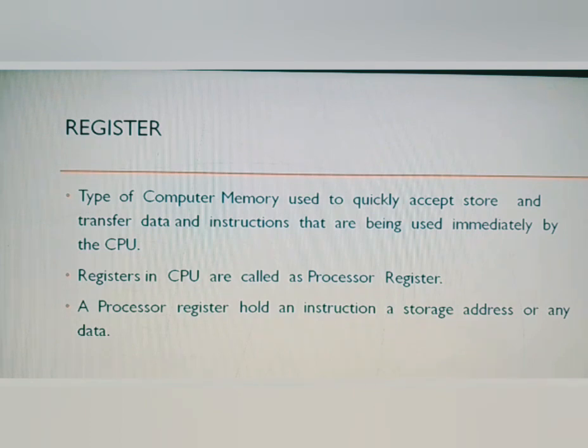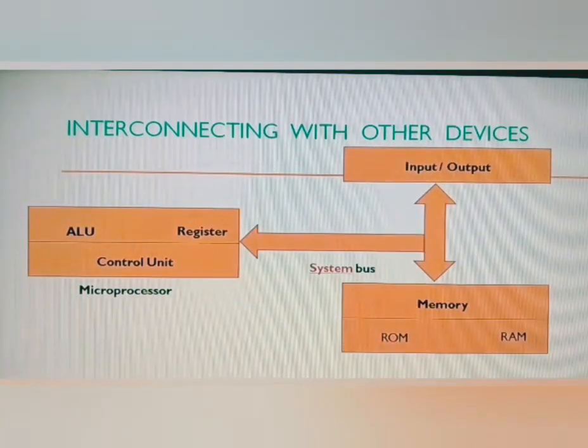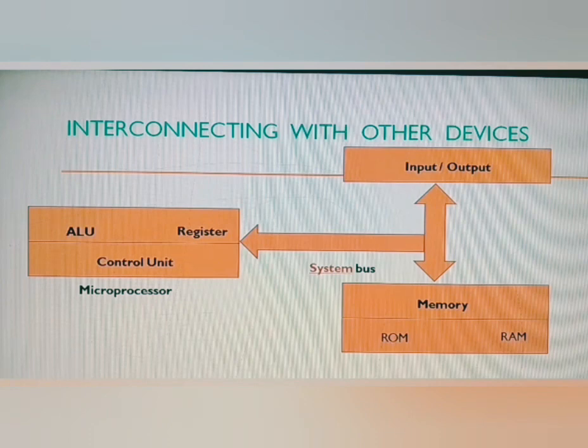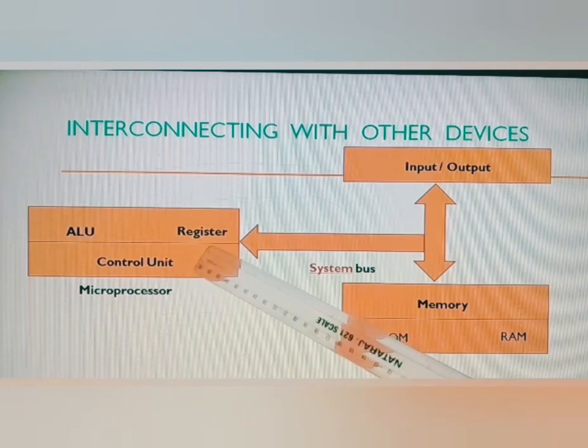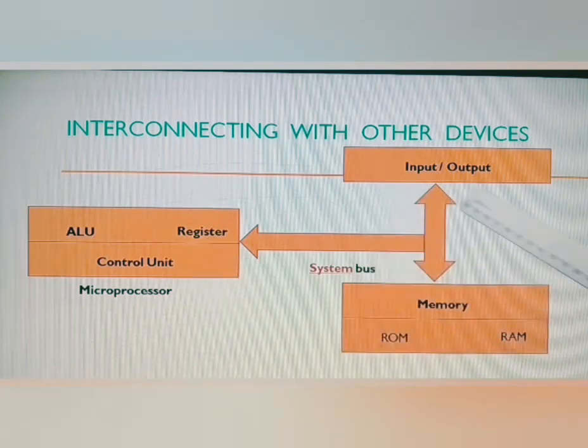Next we are going to see how this microprocessor is interconnected with other devices. See the figure? Yes, see here. Microprocessor. Here you are having the three main units, that is your ALU, control unit, and the next one is your register. Already I told you, it is your internal memory. So here you are having input output. Here you are having memory.